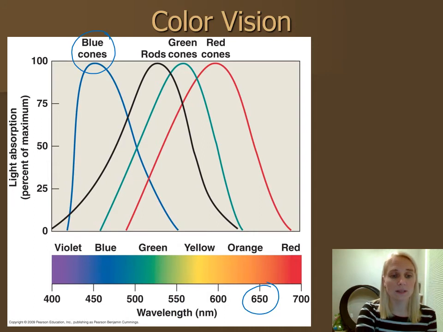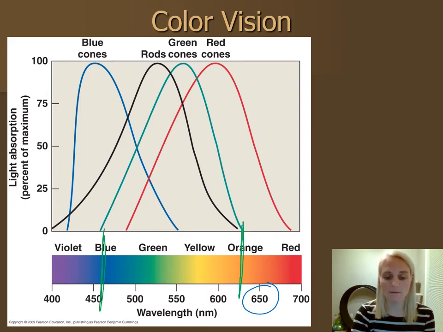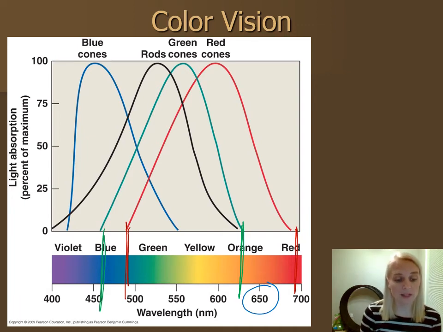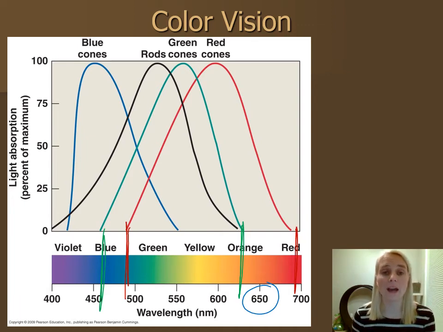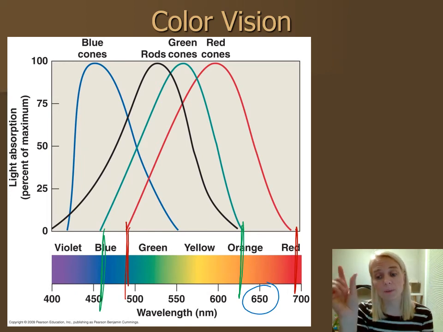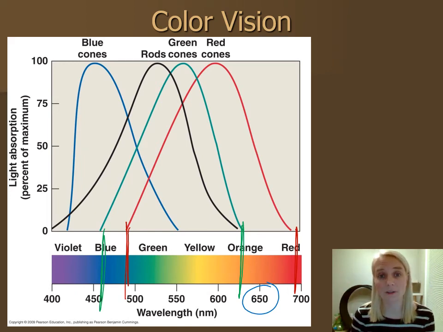And again, you can see the same thing for green cones. Green is between about 450 and maybe 625, and red is between about 500 and 700. So if a photon of light comes in at like 425, it will only activate blue cones. Green cones and red cones will not be activated. It goes through all of the same processes we just covered, but they're specific for that wavelength of light that comes in. Rods basically are just light or no light. They'll react to almost all of the wavelengths.